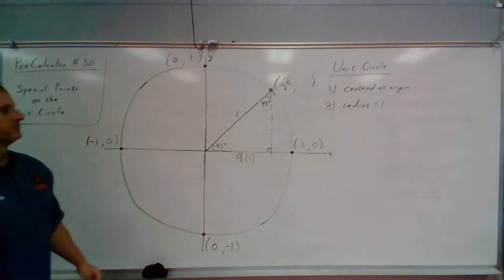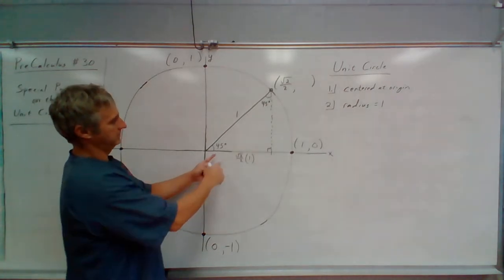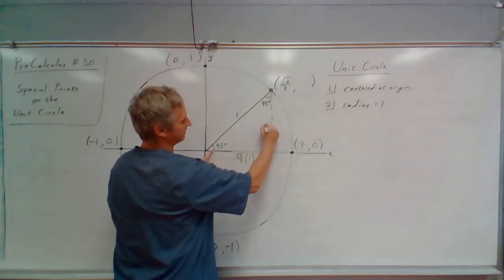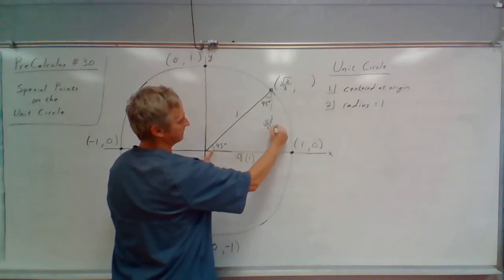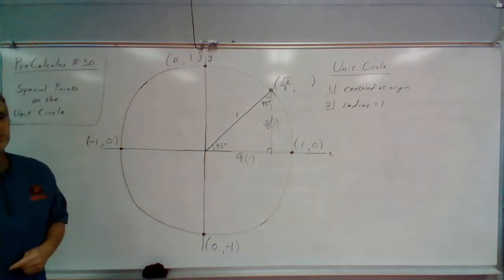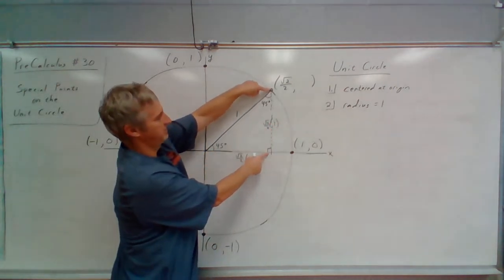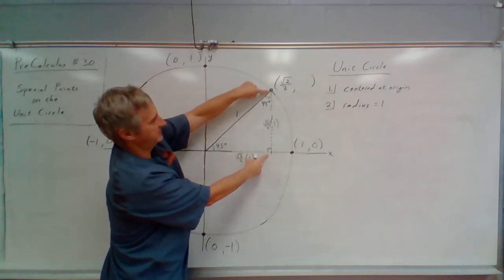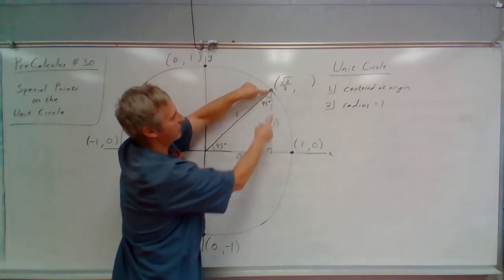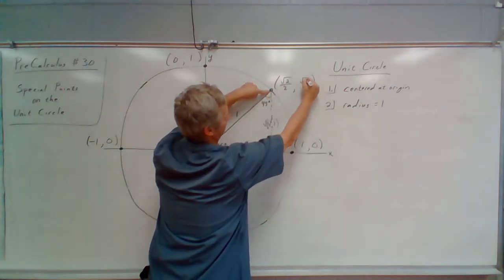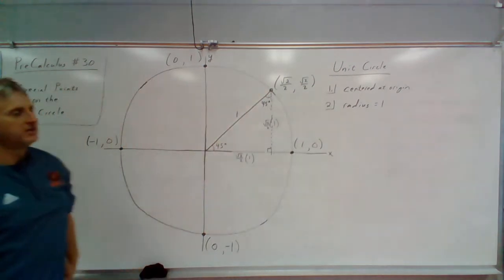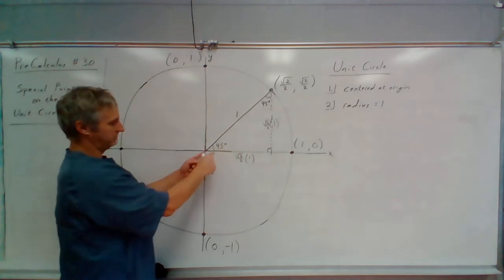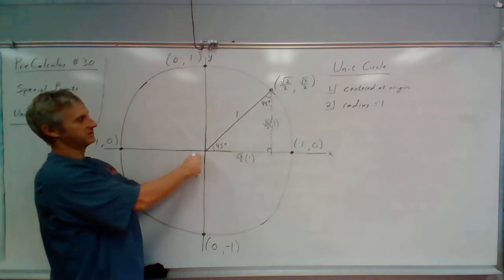What about the y-coordinate? All right, so remember that this side of the triangle is also the square root of 2 over 2 times the hypotenuse, which is 1. So this side is the square root of 2 over 2 units long. Okay, so if this side of the triangle is the square root of 2 over 2, then the y value of this point would be the square root of 2 over 2. Okay, so we know the coordinates of this point on the unit circle if this angle is 45 degrees.